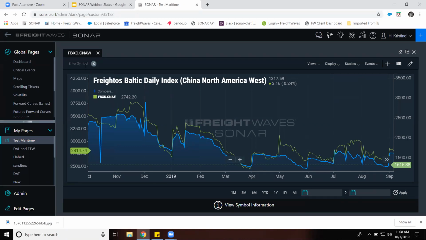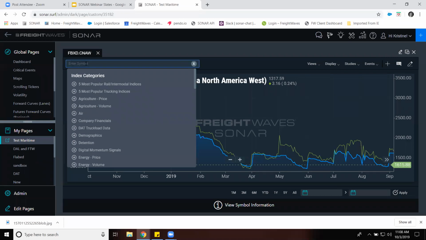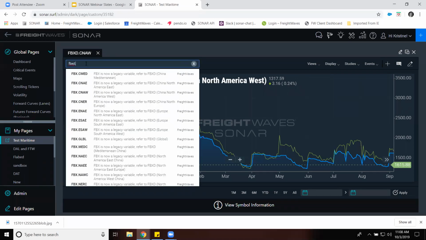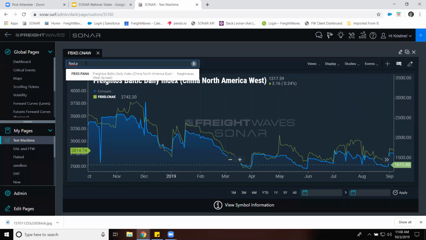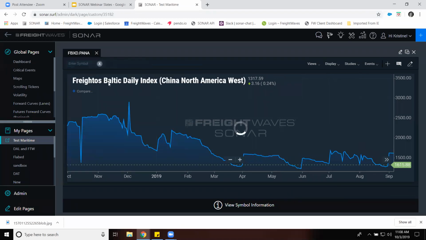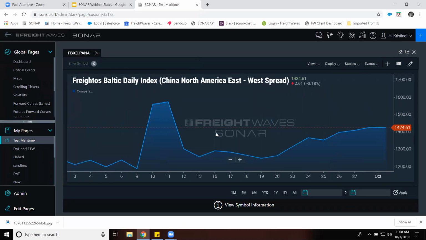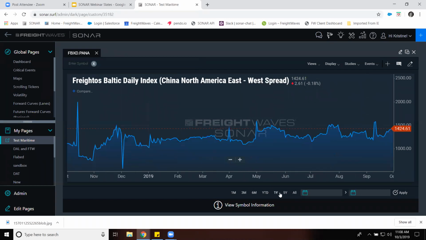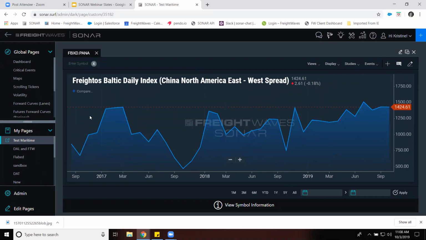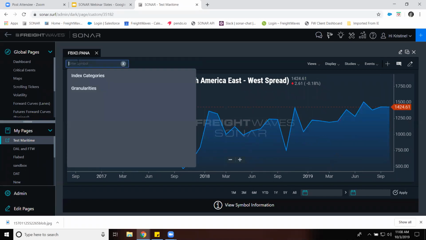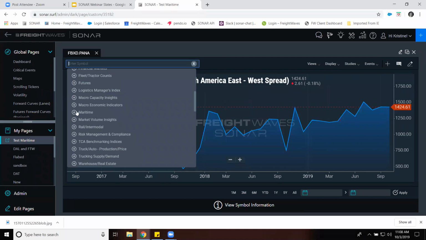So if you type in FBXD.PANA, this is what that represents. So you see it's the China North America East minus China North America West. That's the spread. And you can look at that as far back as we have it. We have data on this back to 2017. But let's look at some others as well.